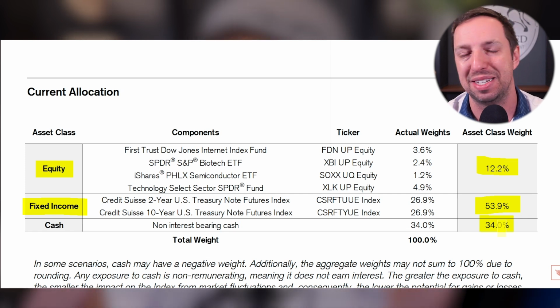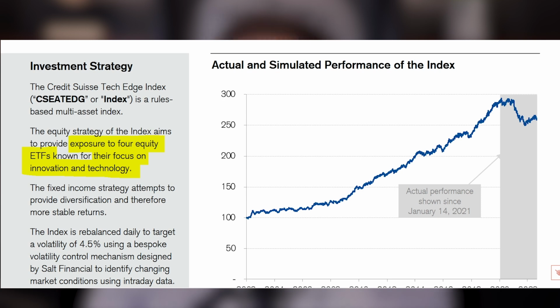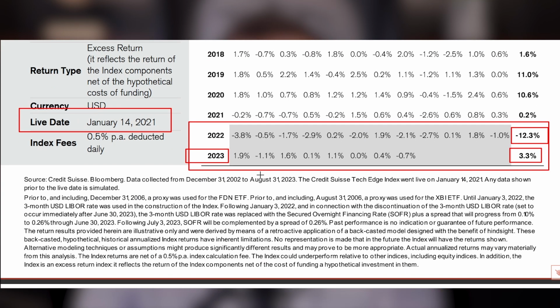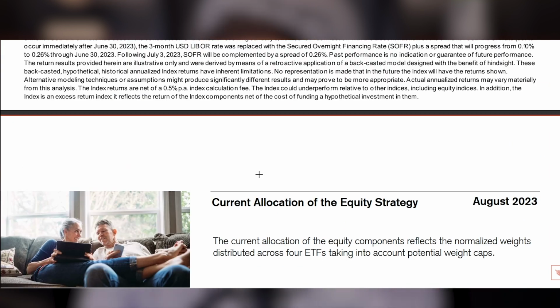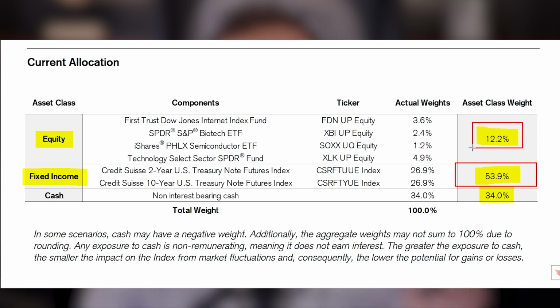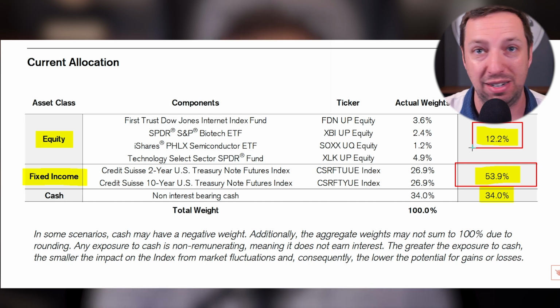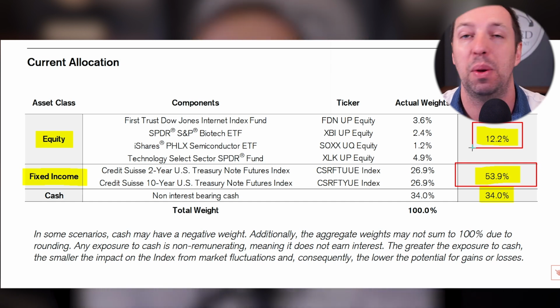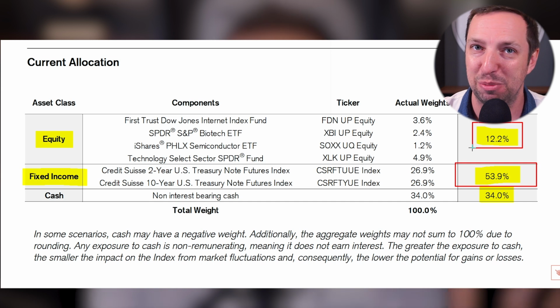So again, we're in the exact same situation. Not only does this index have negative performance since inception, but it's also the majority weighted into cash and fixed income, which means in a rising interest rate environment, most of your money is not going to perform because most of it is in treasuries, and you only have 12% exposure to the very thing that this particular ETF is trying to expose you to, which is tech and innovation. And so moving forward, is this going to perform at 13 or 10%? I don't see how it possibly could. And again, it's a similar story with all these.